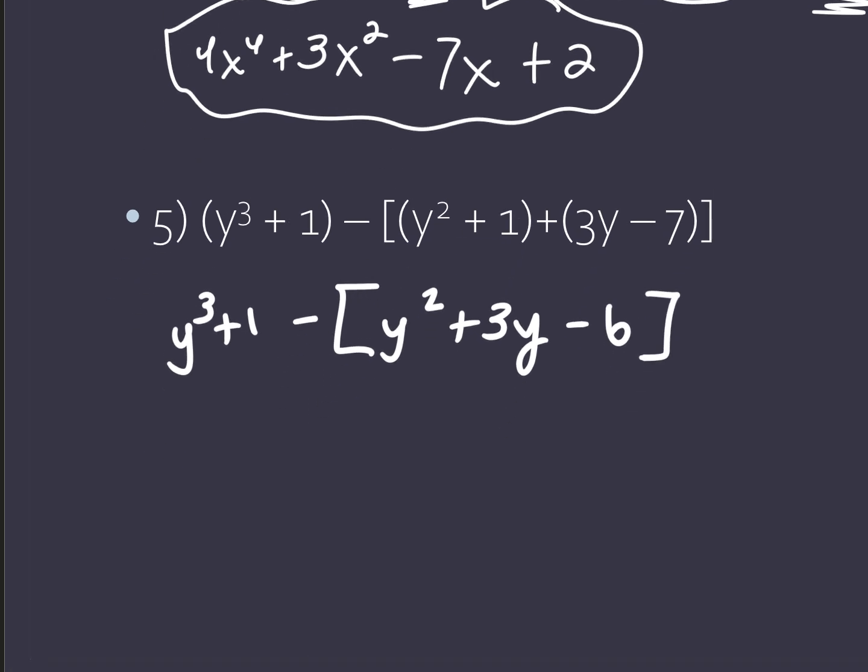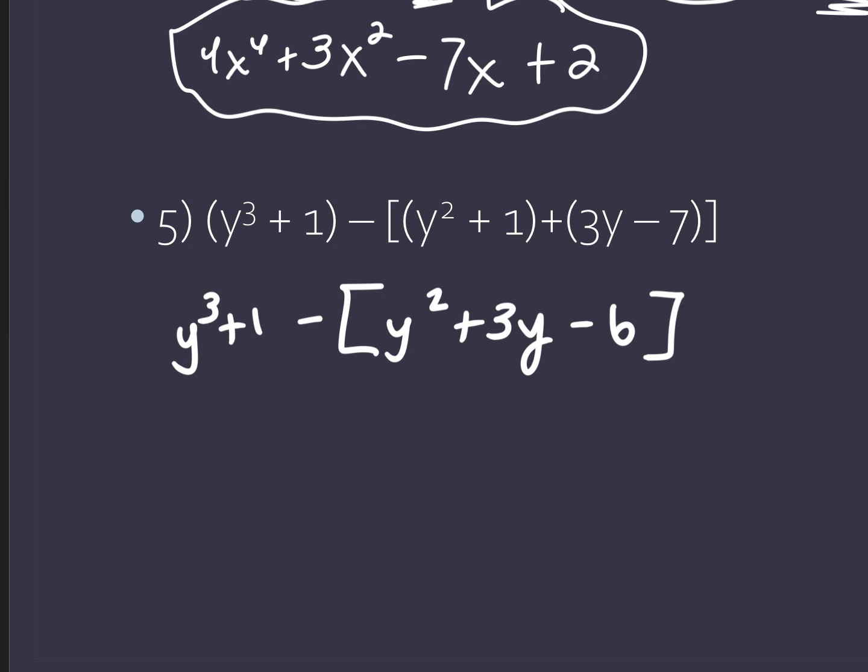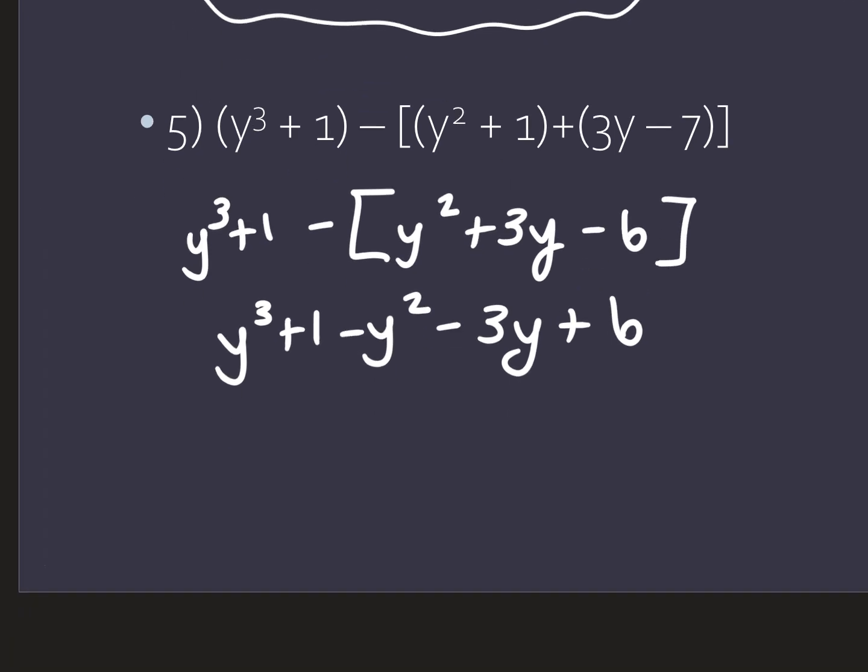Okay. And then what do I have to do with that negative sign? Distribute it. So y cubed plus 1 minus y squared minus 3y plus 6. Okay. So y cubed minus y squared, then what? Minus 3y plus 7.